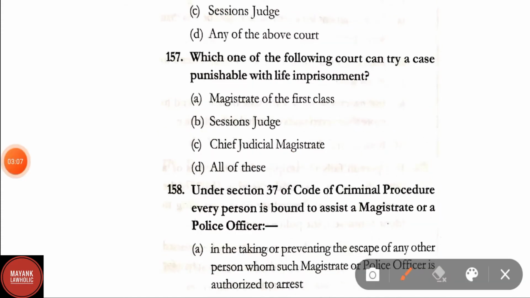Question number 157. Which one of the following courts can try a case punishable with life imprisonment? Option A Magistrate of the first class, option B Sessions Judge, option C Chief Judicial Magistrate, and option D all of these. Here correct answer is option B, that is Sessions Judge.